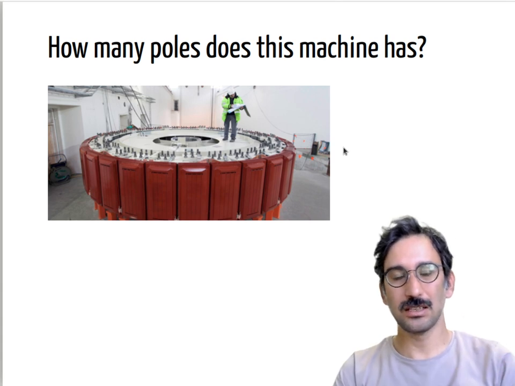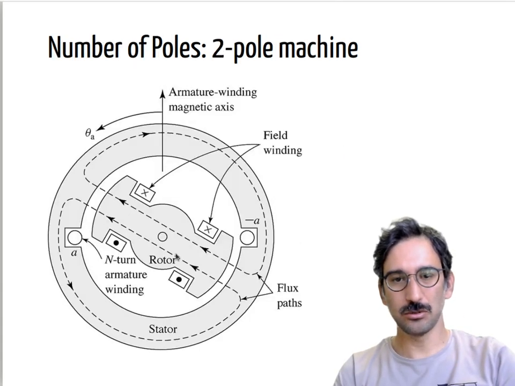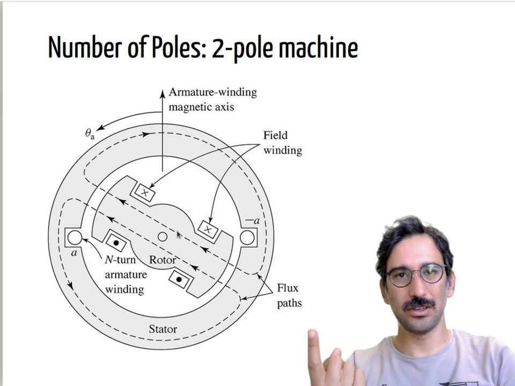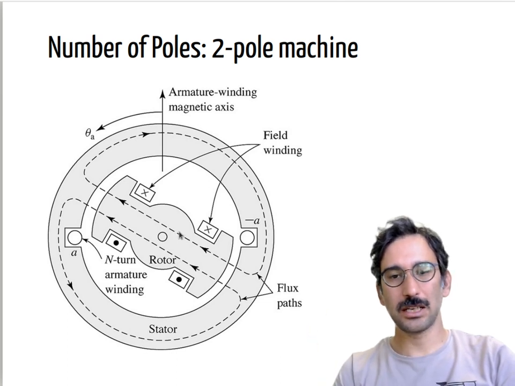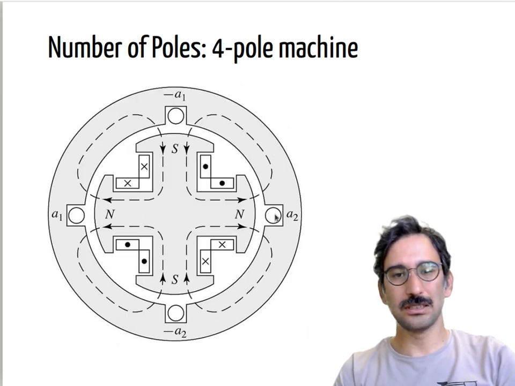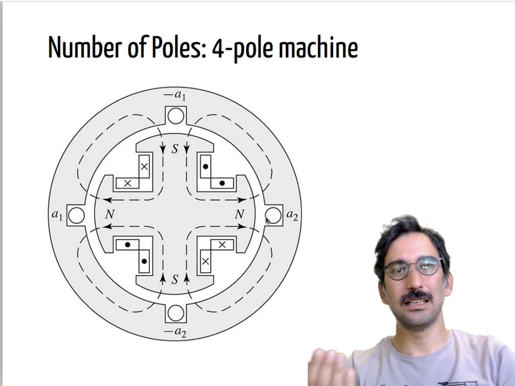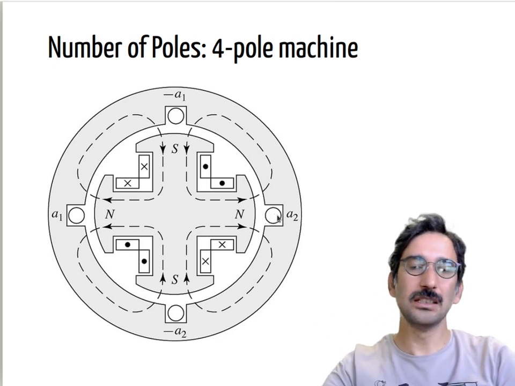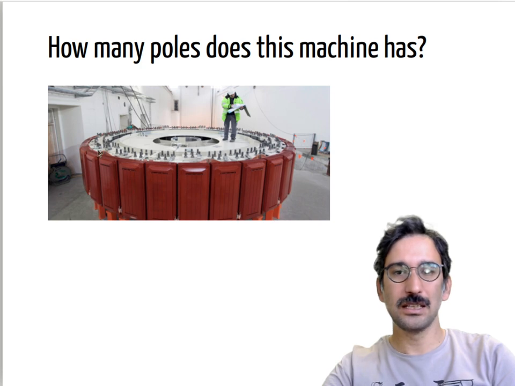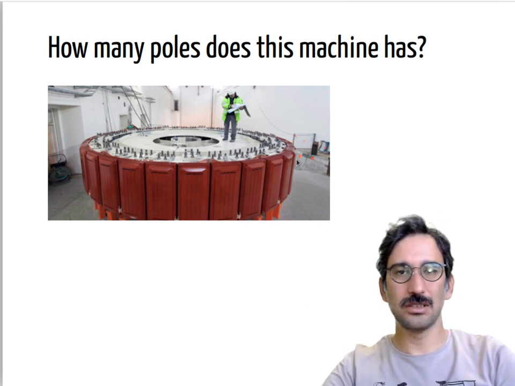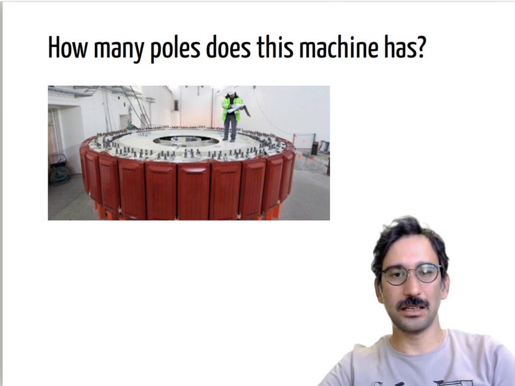Okay, so this is a 2 pole machine, so electrical frequency is equal to the mechanical frequency. This is a 4 pole machine, and the electrical frequency is twice the mechanical frequency, and this is a 24 pole machine, so the electrical frequency is 12 times the mechanical rotation.